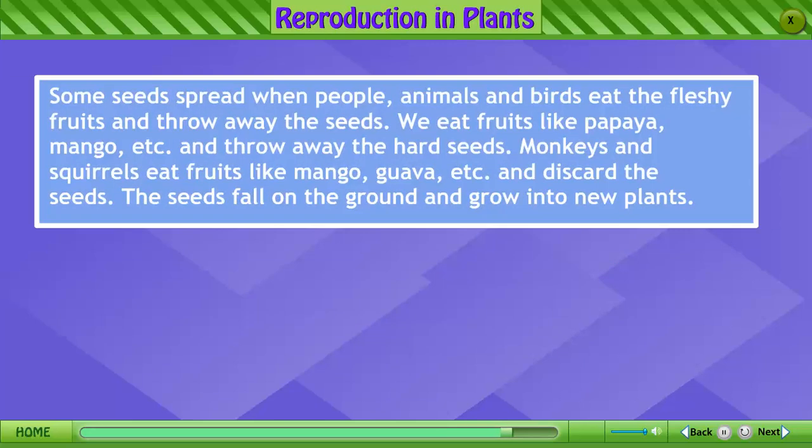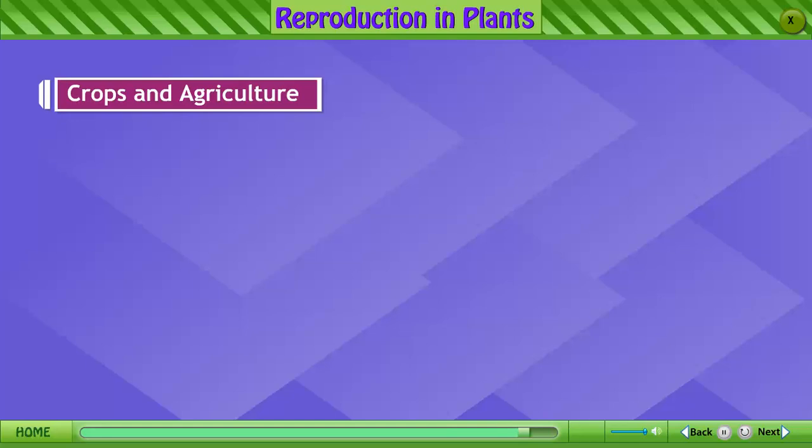Some seeds spread when people, animals and birds eat the fleshy fruits and throw away the seeds. We eat fruits like papaya, mango, etc. and throw away the hard seeds. Monkeys and squirrels eat foods like mango, guava, etc. and discard the seeds. The seeds fall on the ground and grow into new plants.